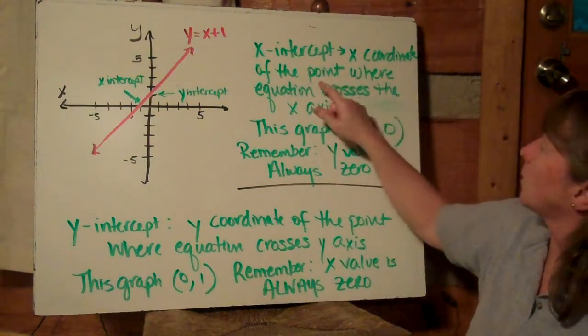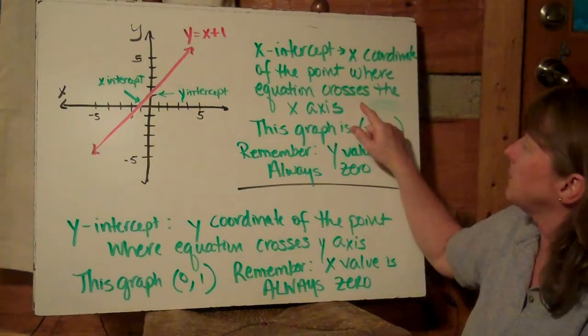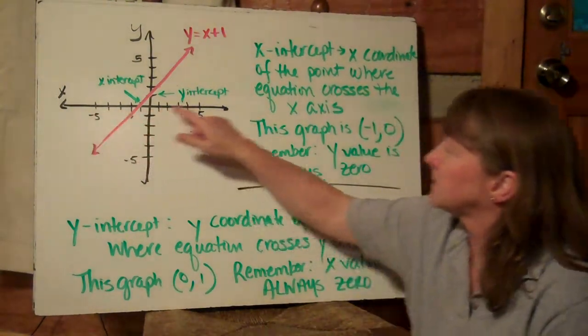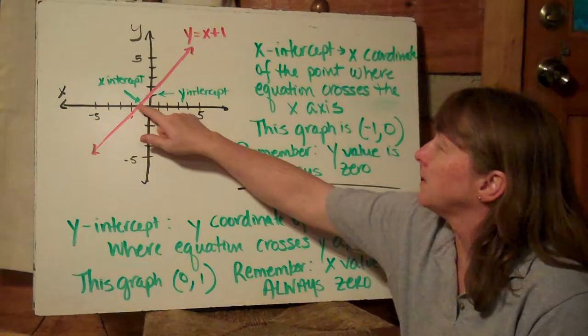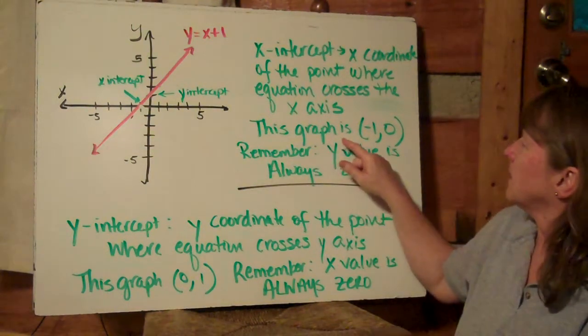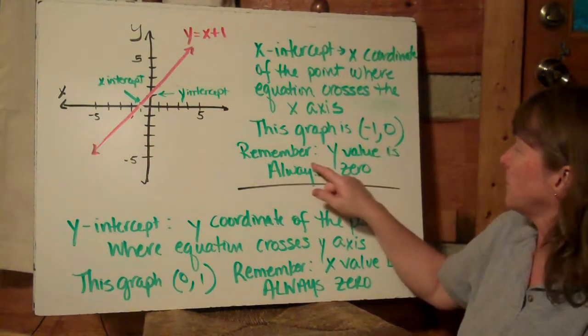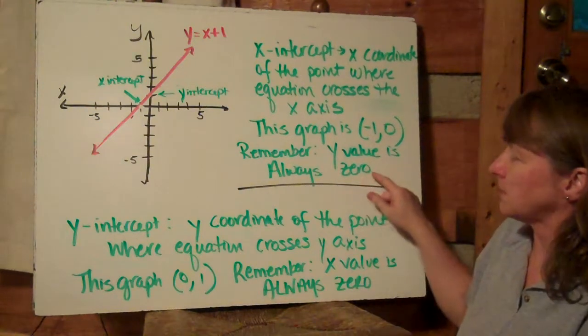X-intercept: it's the x-coordinate of the point where the equation crosses the x-axis. This is the x-axis. This would be the x-intercept. In this graph, it is negative 1, 0. You need to remember the y value is always 0.